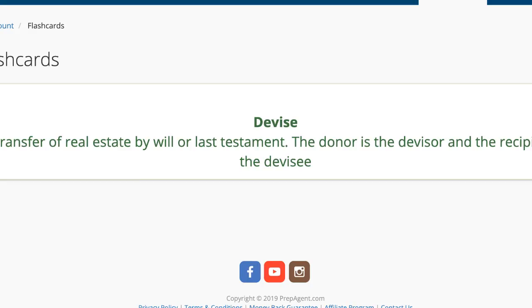All right, so mortgagor is the giver, mortgagee receives, and what they're giving is that promissory note.